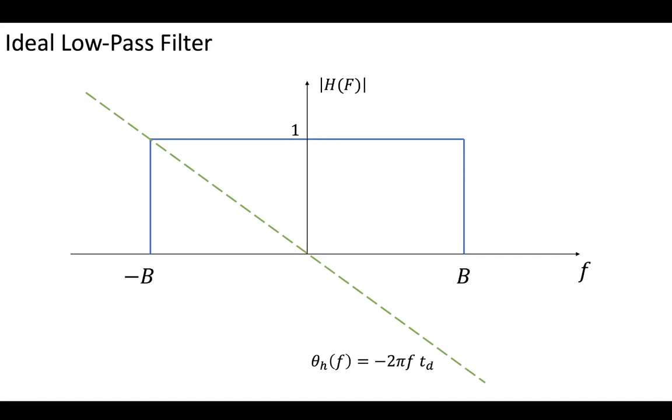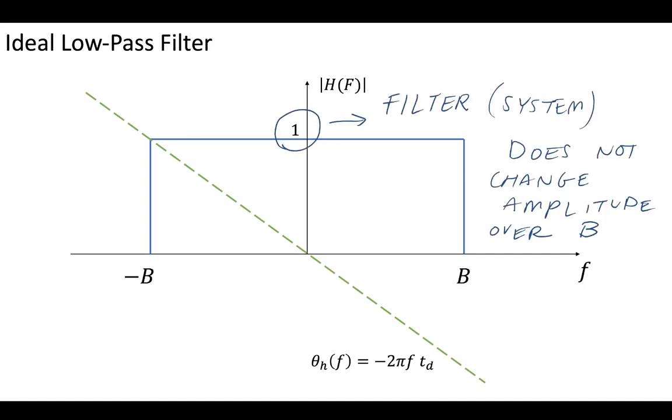So taking a look at the first filter that we considered, an ideal low pass filter, this is what the amplitude and phase response would look like. Again, we can take a peek at this and see that yes, the amplitude response is 1. That's a constant over this band of interest, so from minus B to B. And also we can see that the phase response is a line, it's linear, and it has a slope of minus T_D. So this meets our no distortion criteria.